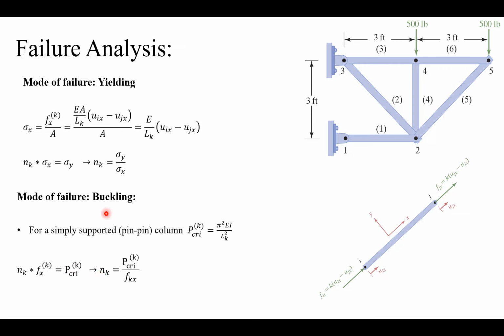Remember that buckling is only applicable if the member is in compression. So you should check only the members that are in compression. For those members, you find two safety factors. And whichever is smaller is going to determine the mode of failure, whether your member is going to fail in buckling mode or yield.